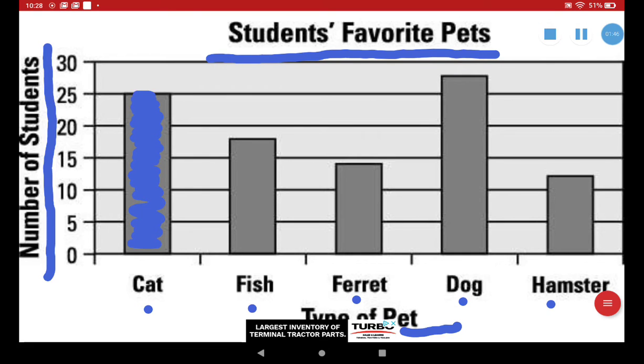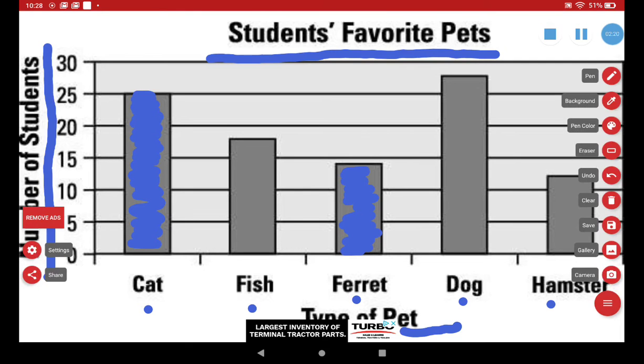Well, let's go over here to ferret. Let's go all the way to the top of the bar. Ferret, uh-oh, it doesn't quite touch this line, and this line says 15. Since it's just under 15, I can ask myself, what number is just under 15? 14 is. So I'm going to say that ferret has 14.